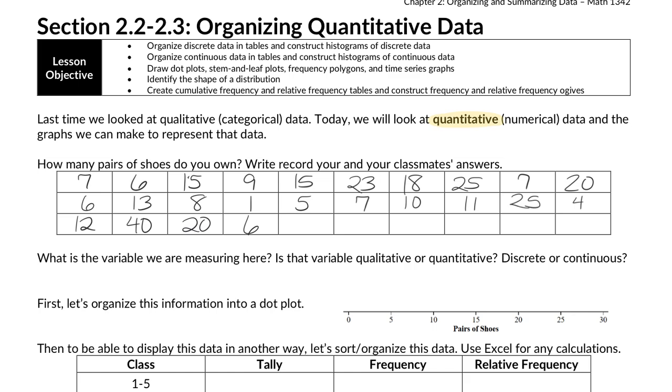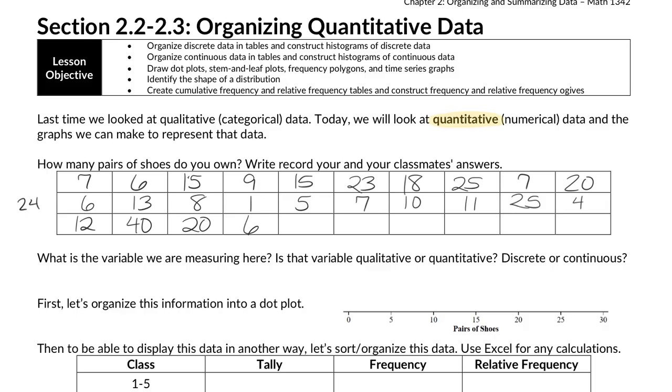We have this data from class. We've got everybody's responses. Just as a quick note, because we're going to need this later, how many responses did we have in total? 24. Just keep that in mind for later, because generally we need to know that.